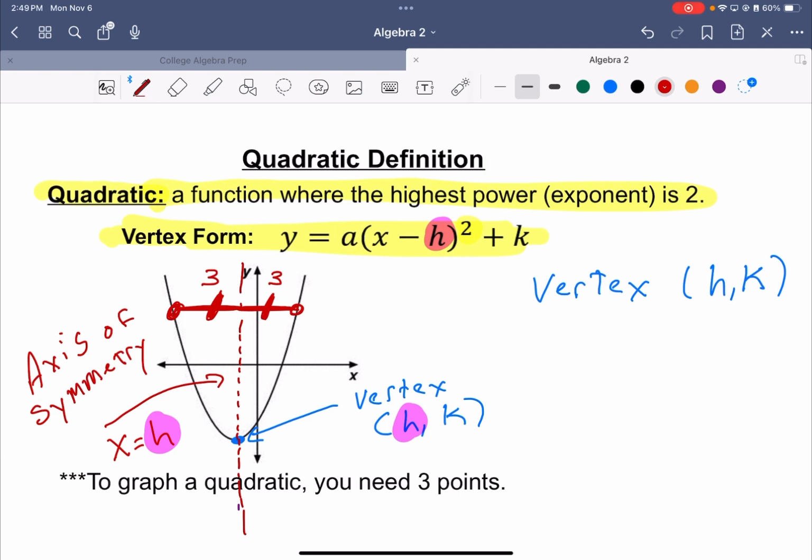That's going to help us graph these, because eventually what we need to graph quadratics is 3 points. We're going to find the vertex. That's easy to find. And then we're going to have to find 2 points here eventually.